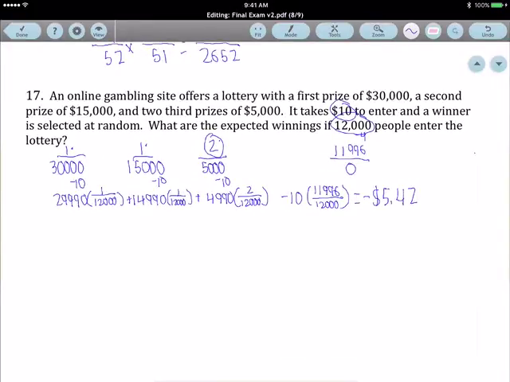Question. Yes? Do we have to write the answer subtracting the 5.42? Because the question is what are the expected winnings? And the expected winnings is that you would lose $5.42 because it's negative 5.42. Right. So that is the final answer for that one.